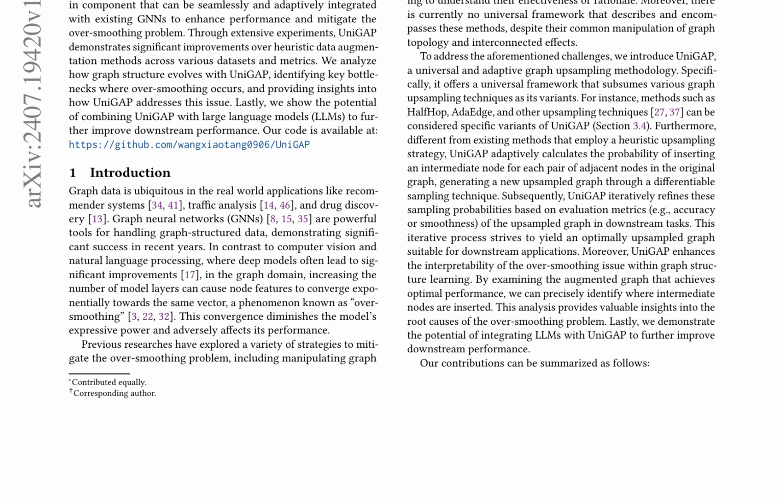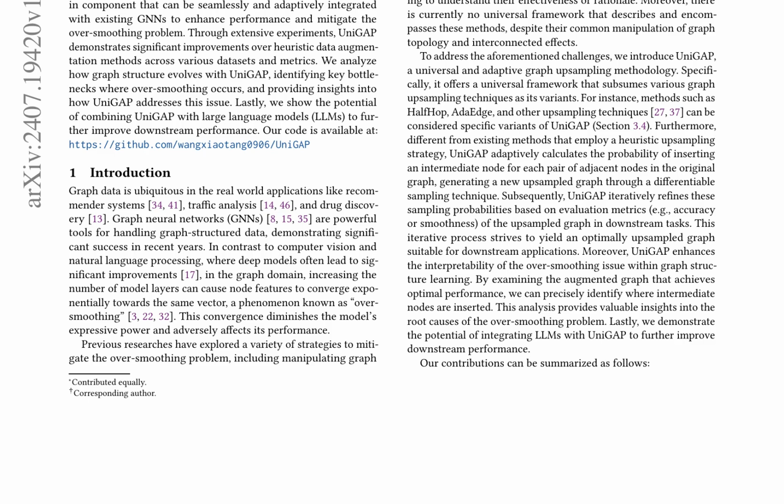Introduction: graph data is ubiquitous in real-world applications, and graph neural networks, GNNs, are powerful tools for handling graph-structured data. However, increasing the number of model layers can cause node features to converge exponentially towards the same vector, a phenomenon known as oversmoothing. This convergence diminishes the model's expressive power and adversely affects its performance.